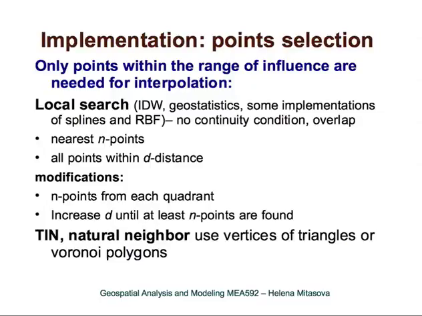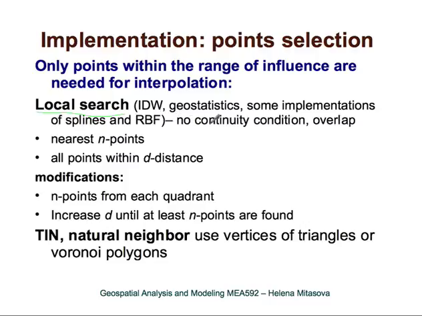Now let's look also at some issues related to the implementation of interpolation methods. One important issue is point selection. Most of the interpolation methods are implemented as local, and they are using local search. We already talked about inverse distance. Geostatistics is also implemented this way, and you can also implement splines and radial basis functions in this way.